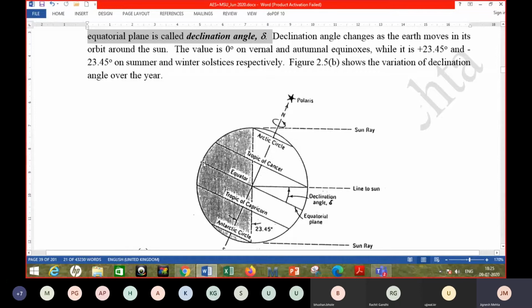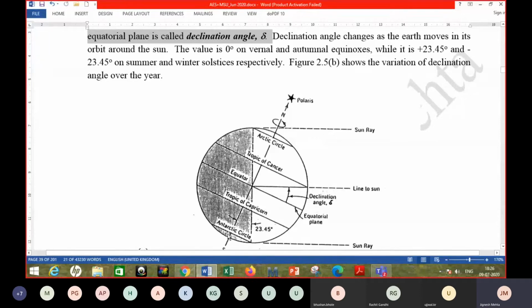And this is a 2D diagram, and if you think about the third dimension, the equatorial plane is the depth of this page, right? So the plane passing through the equator is called the equatorial plane. That plane makes some angle with the sun ray, and that angle is called the declination angle. Now this angle is not going to remain the same all the time, because the earth is moving around the sun, right?